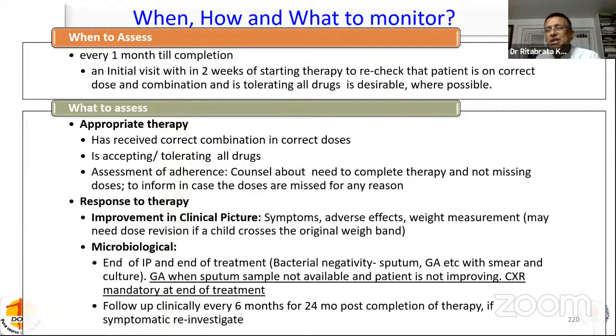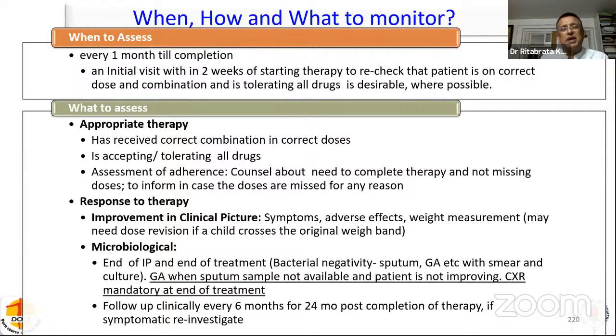And on each visit, you should emphasize to the parents the importance of adherence to treatment and completing the treatment. And every day, the drug should be taken, and under no circumstances it should be missed. And these are the very important things you should tell. And also you should tell how to identify any side effects if the patient develops at all.